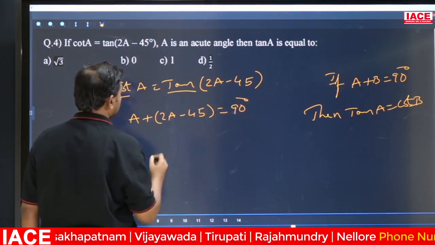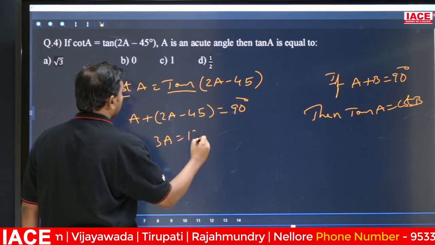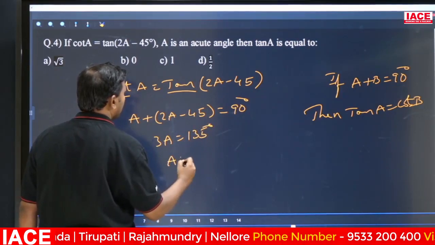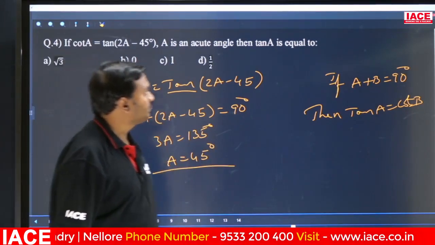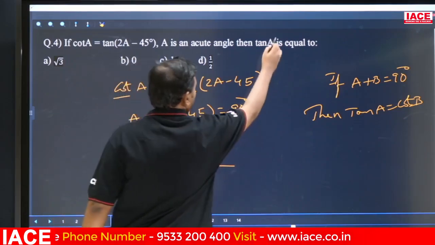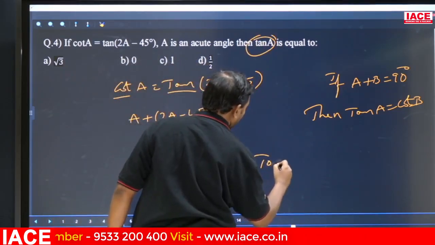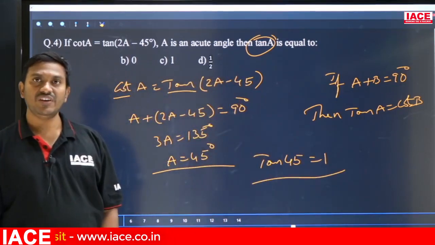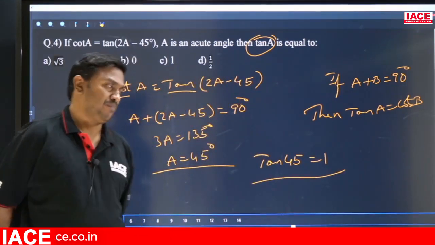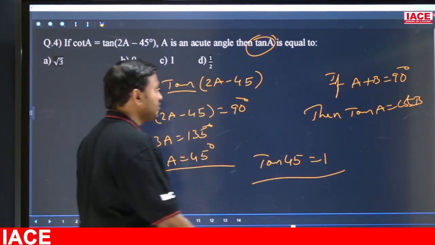90 degrees. That is 3A equal to how much? 135 degrees. So A is how much? 45 degrees. What we have to find? Tan A. What is tan 45? Tan 45 is 1. So the tan 45 value is 1. Okay? Right. So this is the condition you have to know.